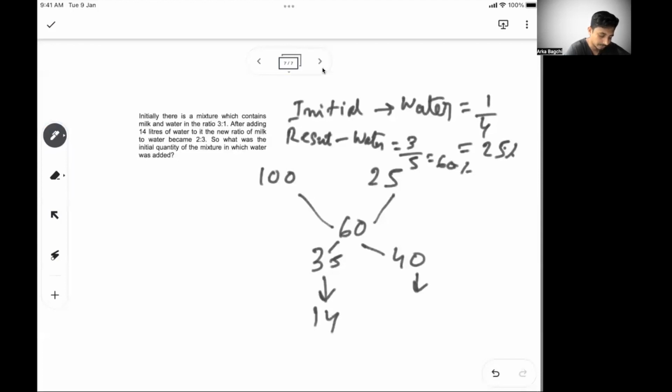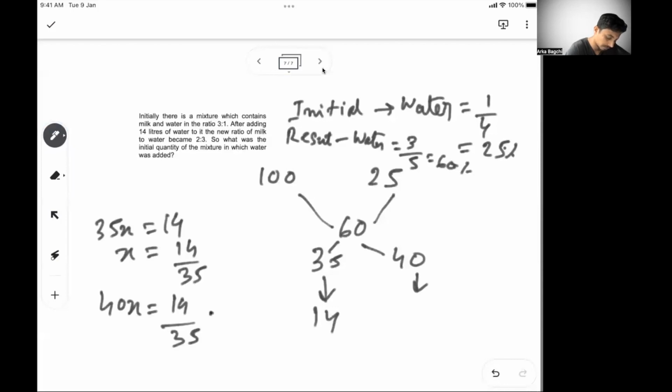So 35x is equal to 14. So x is equal to 14 by 35. So 40x is equal to 14 by 35 into 40. So 7 5s are 35, 2 8s are 16 liter. So it's a similar problem to what we did in the previous section. So now you kind of got a hang of how to solve this type of problem, right?